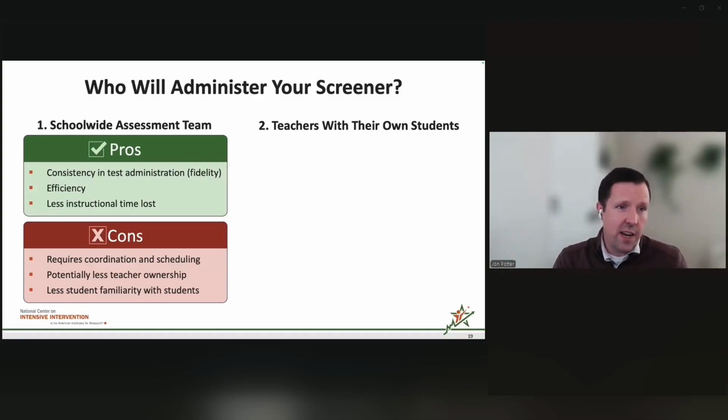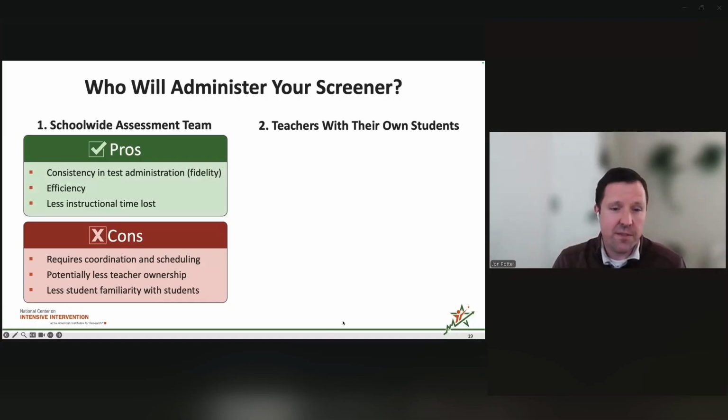These cons aren't me saying don't do a school-wide assessment team. Again, I've seen both ways collect really awesome, high quality data. These are just things to consider as you figure out which one you prefer. So those are the pros and cons of a school-wide assessment team.